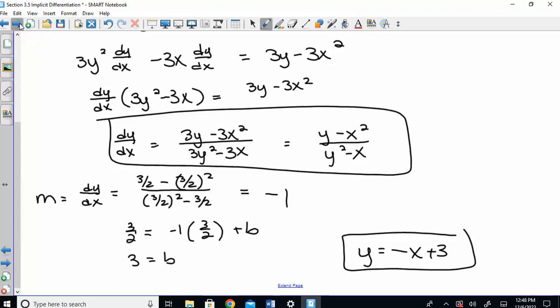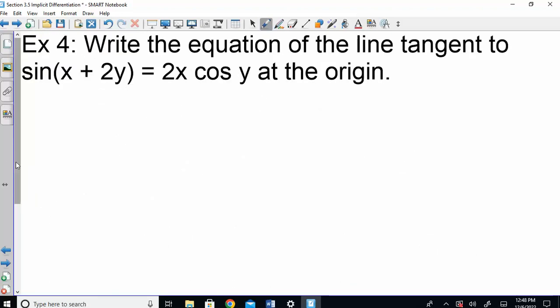Let's just practice some more. All right, I have another equation of the tangent line. So equation of a tangent line, we know we need a point and a slope. To get the slope, we have to do the derivative. This is definitely not something where I could just solve for y. So let's talk about the derivative.